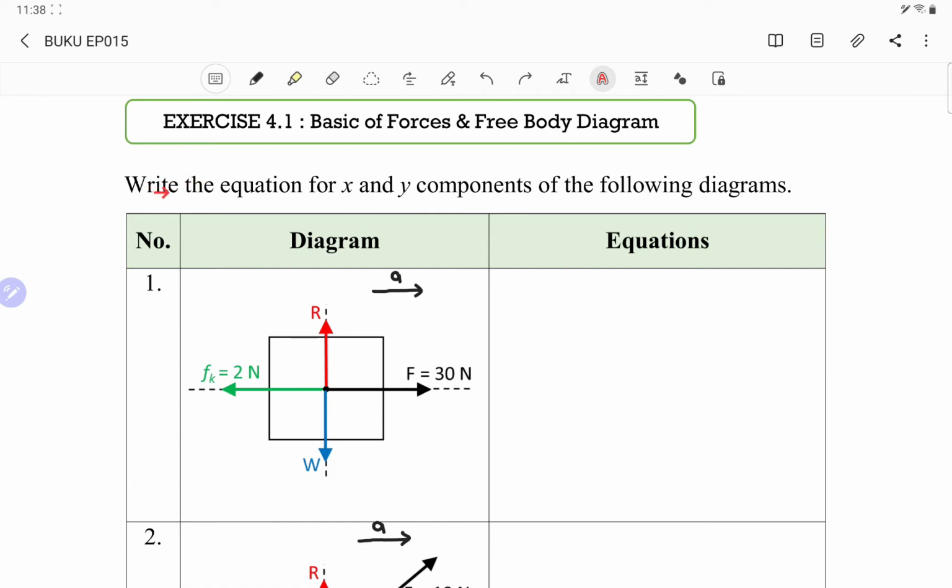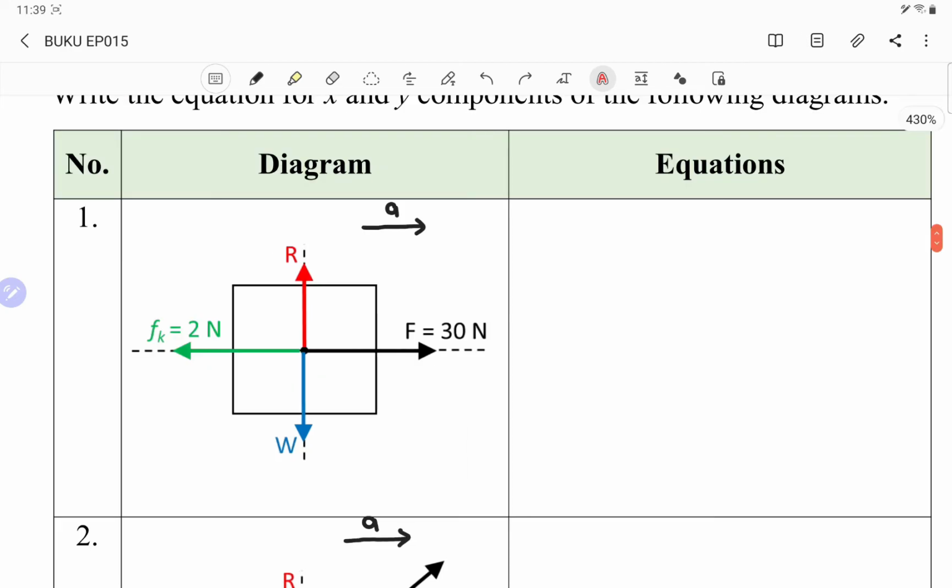Right, so for this exercise, you need to write the equation for X and Y components of the following diagrams. Kita kena tulis equation untuk paksi X dan equation untuk paksi Y. Okay, so number 1, here we have 4 vectors. Kita ada 4 vektor. One is applied force. Kemudian kita punya normal force. Normal force kita label sebagai N ataupun R, resultant force. And then Fk adalah kinetic friction. W is the weight. Okay, and then we have acceleration going to the right.